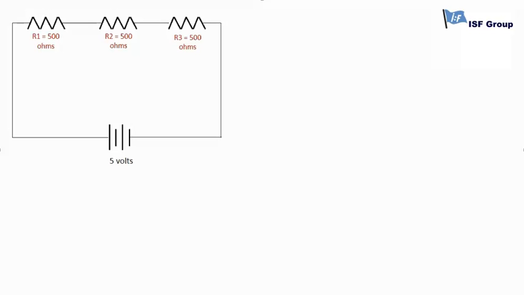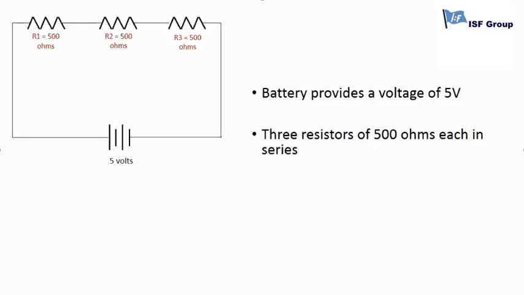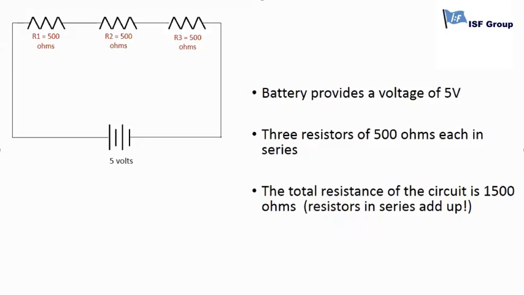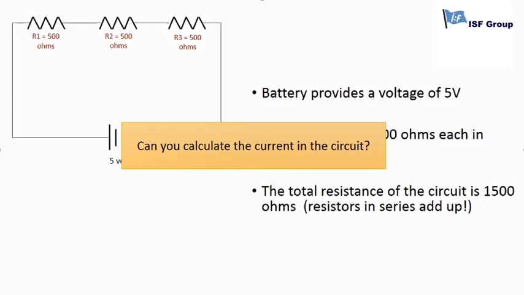Let us consider this basic circuit where the battery provides a voltage of 5 volts. There are 3 resistors connected in series of 500 ohms each. Can you measure the total resistance of the circuit? As resistors in series add up, the total resistance of the circuit is 1500 ohms.